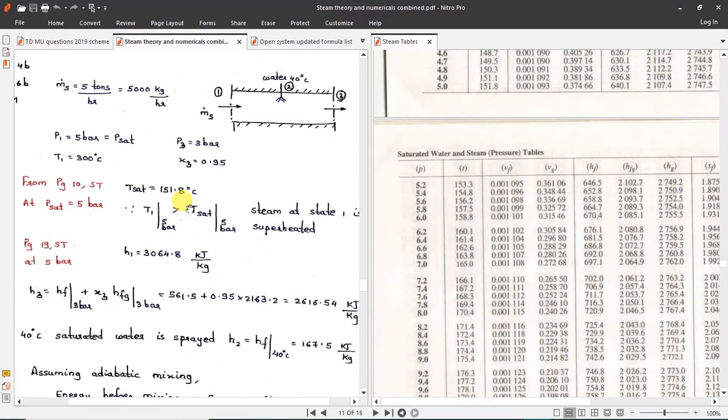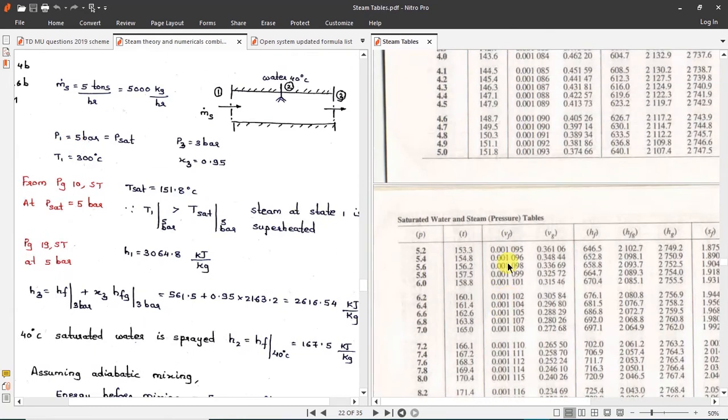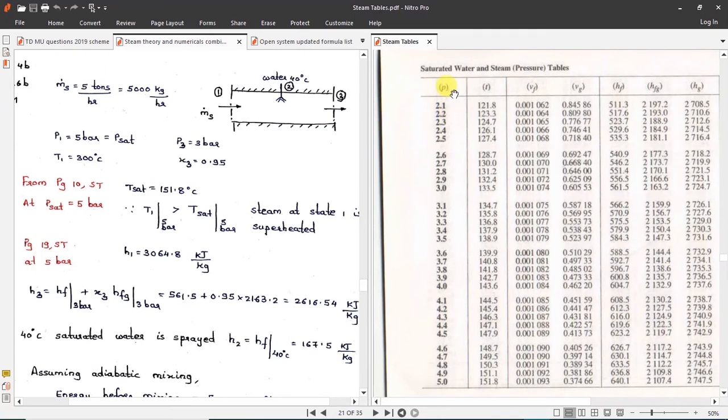Now, what is the point 1 pressure? 5 bar. Very important, typical question. So these are the pressure tables for 5 bar. What is the saturation temperature? You can see it is 151.8.